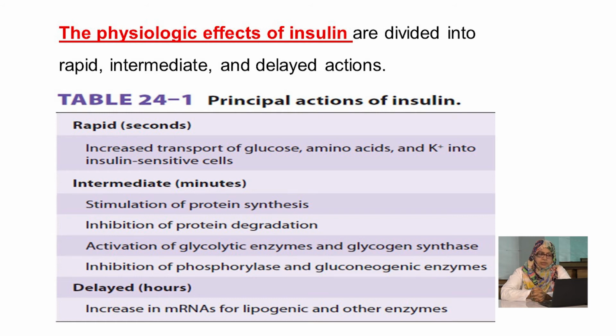Rapid action begins within seconds; it increases transport of glucose, amino acids and potassium into the insulin sensitive cells. Intermediate action begins within minutes: stimulation of protein synthesis, inhibition of protein degradation, activation of glycolytic enzymes and glycogen synthesis, and inhibition of phosphorylase and gluconeogenic enzymes. Delayed action begins within hours, with an increase in messenger RNAs for lipogenic and other enzymes.